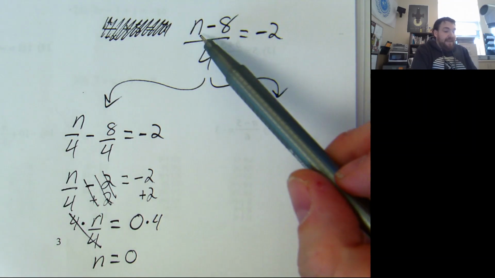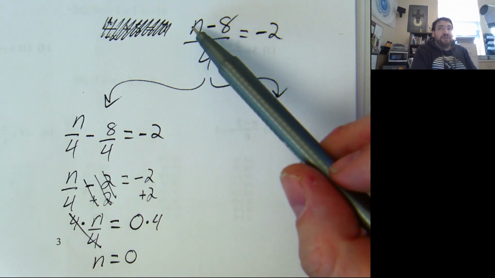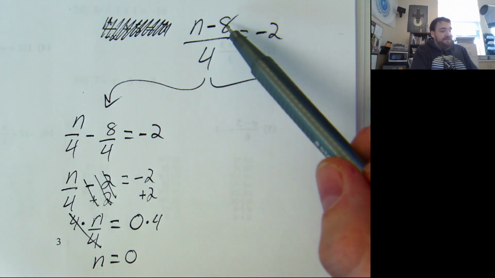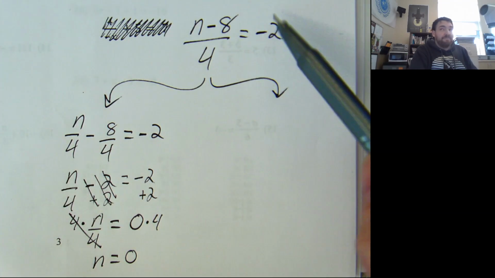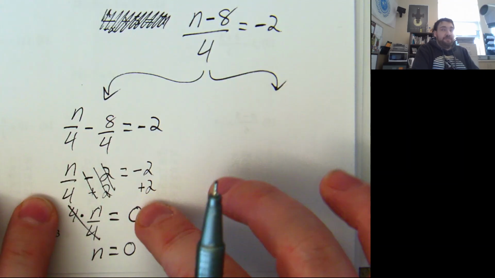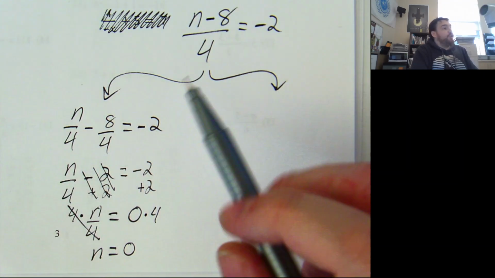Let's see if that's true. If I put 0 in here, 0 minus 8 is negative 8. Negative 8 divided by 4 is negative 2, so we're good. Okay, this is one way to do this. I'll show you the other way here.